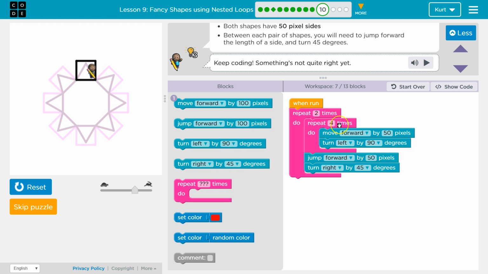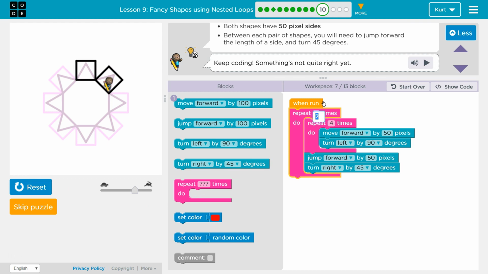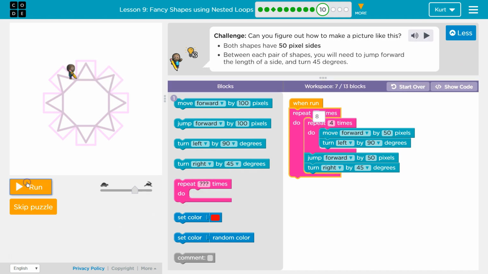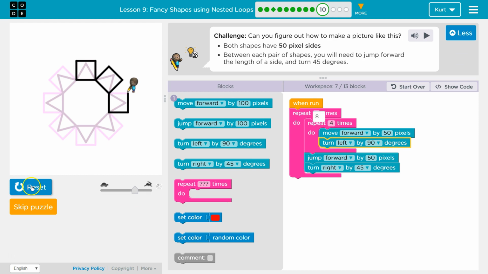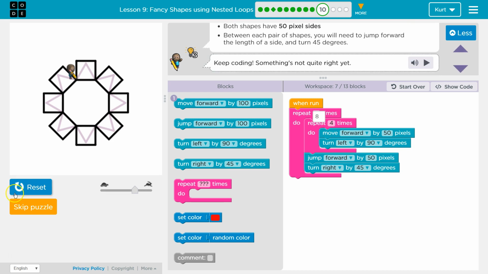So the first time through, it's going to go, okay, run this four times. Move forward, left, forward, left, forward, left, forward, left. Okay, that was four times. Drops down, jump over, turn 45, hits the bottom of our outside loop, goes back to the top, and repeats all of that again. Alrighty, so that gets us two squares. I think they have eight. Ta-da! And now, more stuff to do.